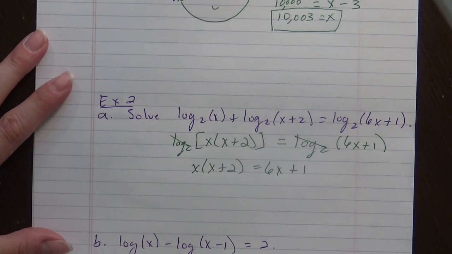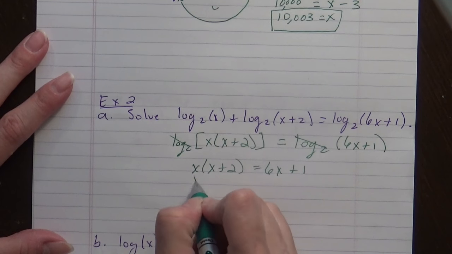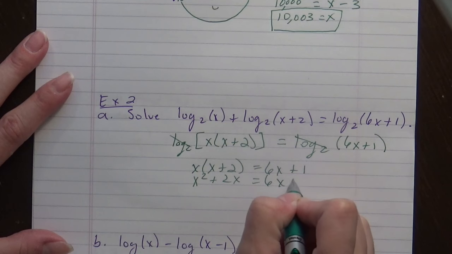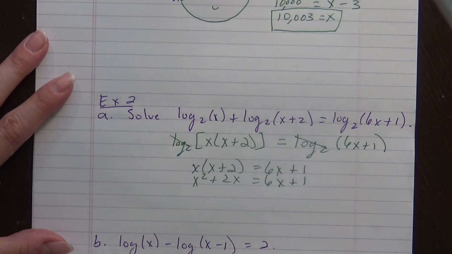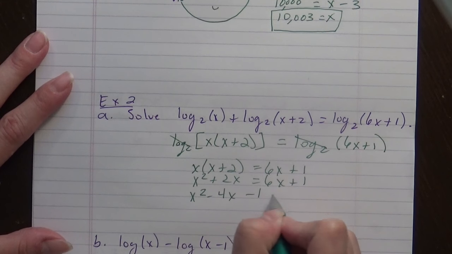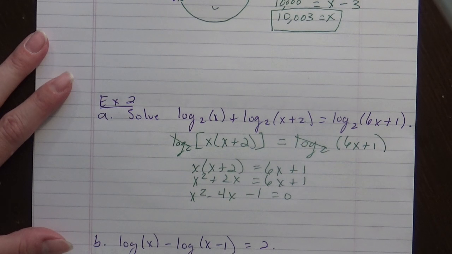And now we just have a basic quadratic equation. Let's distribute. That's x squared plus 2x equals 6x plus 1. With a quadratic equation, we need to set it to 0 and see if we can get it to factor. So I'm going to subtract 6x and I'm going to subtract 1 on both sides. And that's going to give me x squared minus 4x minus 1 equals 0. Can I get that to factor?